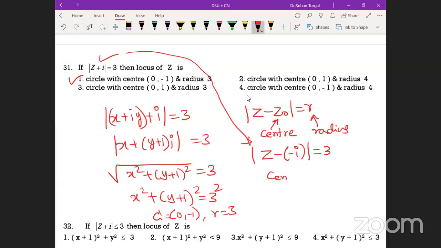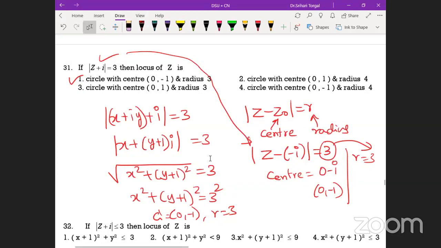What is the center? It is 0 minus i, that is (0, -1). What is the radius? It is obviously 3. Whatever is on the other side will be the radius directly. You can write it directly as r is equal to 3. Okay, r value is 3 and center is (0, -1).